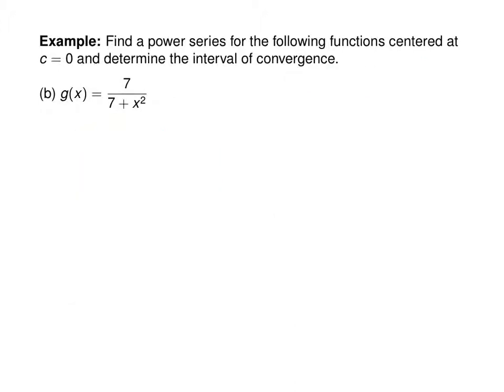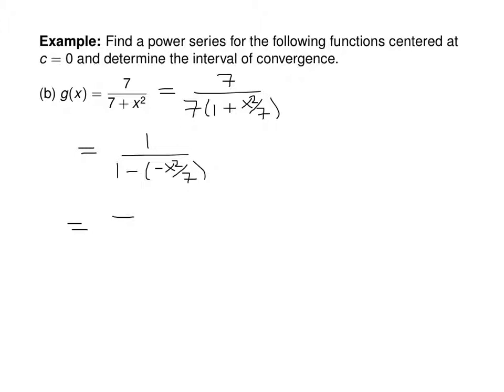So this one is similar to the previous one, except we have to do a little bit of manipulation first. So first factor out a 7 in the denominator. So I'll have 7 times 1 plus x squared over 7. And that's the same thing as 1 over 1 minus negative x squared over 7.